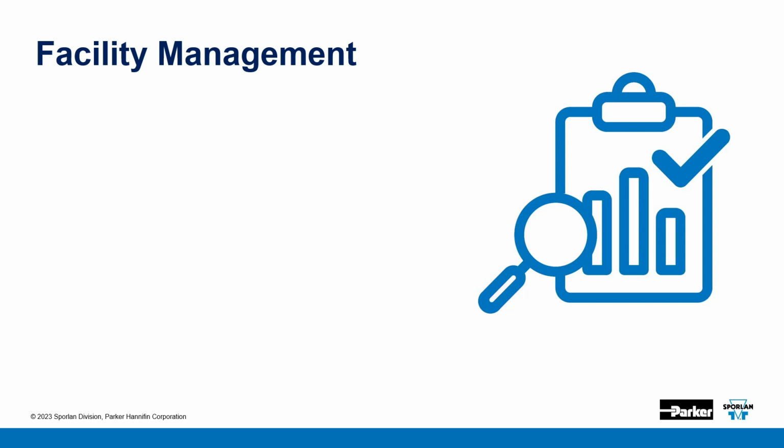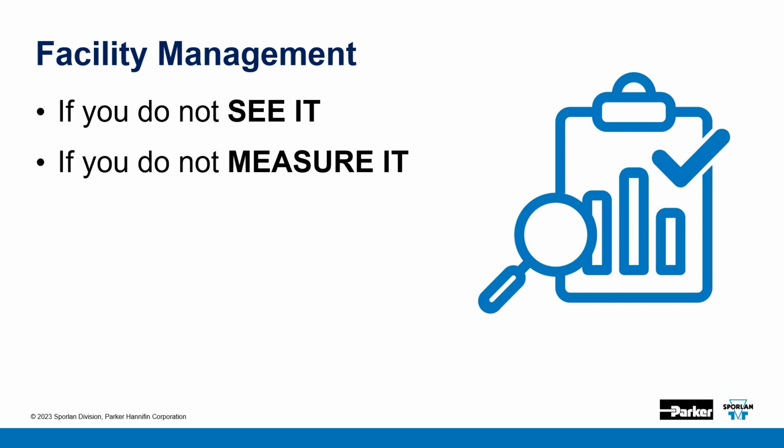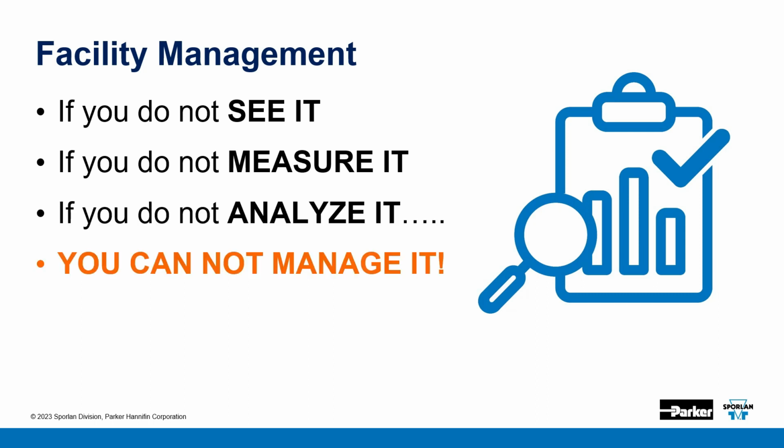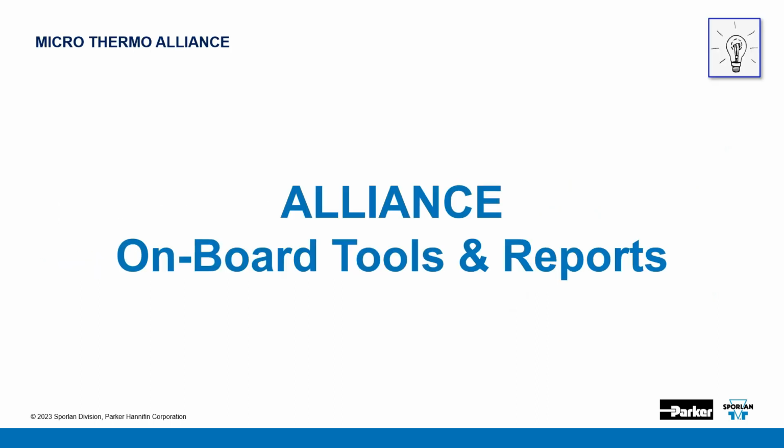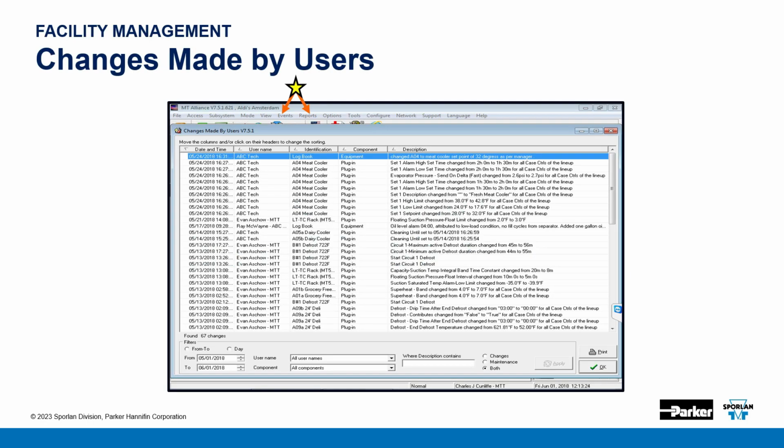So with facility management, we say, if you don't see it, if you don't measure it, if you don't analyze it, then you truly cannot manage it. So let's take a look now at some of the onboard tools and reports from Microthermo Alliance. The first one I'll cover is changes made by users. Now, where do you find these? If you go to the very, very top of the view, you have your choices: File, Access, Subsystems, View, Events, and Reports.